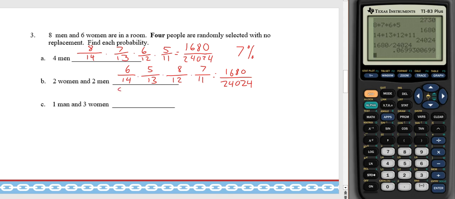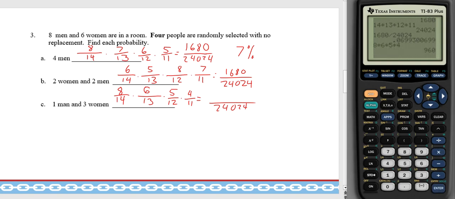For part C, 8 in 14 chance that we draw 1 man, and then 6 out of 13, 5 out of 12, and then 4 out of 11. So my denominator is still going to be the same. My numerator is going to be a little different than what we've had before. 960. And then, of course, you could do any simplifying with those fractions, turn them into percents, whatever it is you need to do.